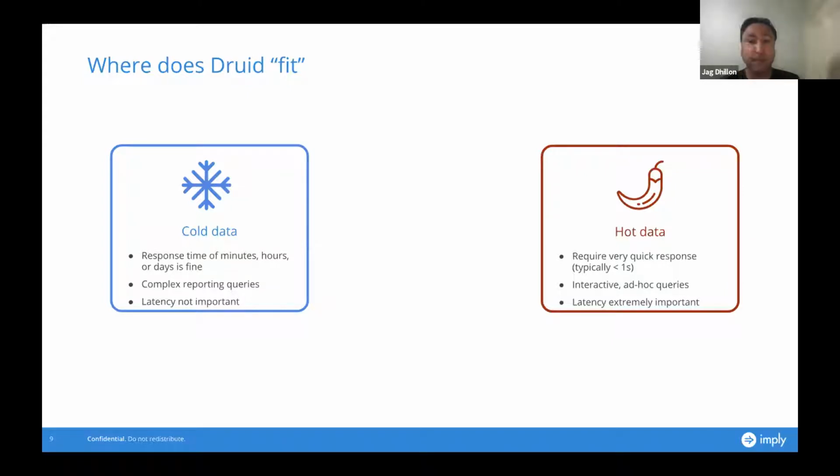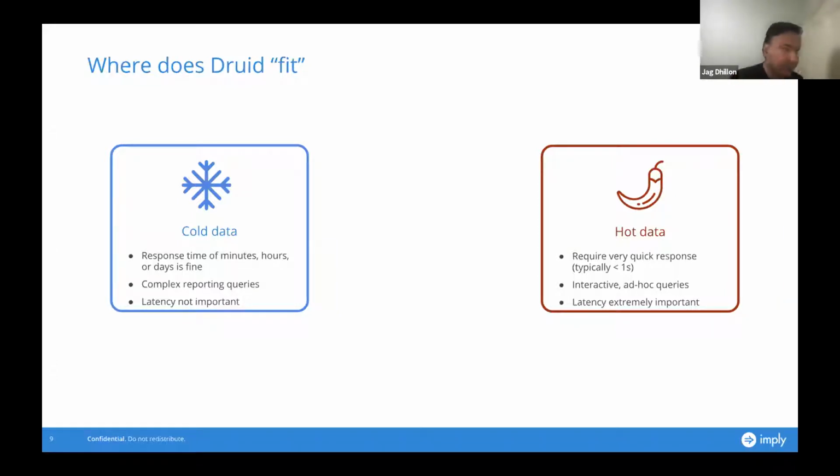Hot data, on the other hand, requires very quick response. That means it's not designed for one or two users, it's designed for a lot of users. So remember when I said for both internal or external users, thus you might have a lot of concurrent users, a lot of users who will be expecting to look at the results immediately, right? A lot of interactive ad hoc queries, and then latency is extremely important.